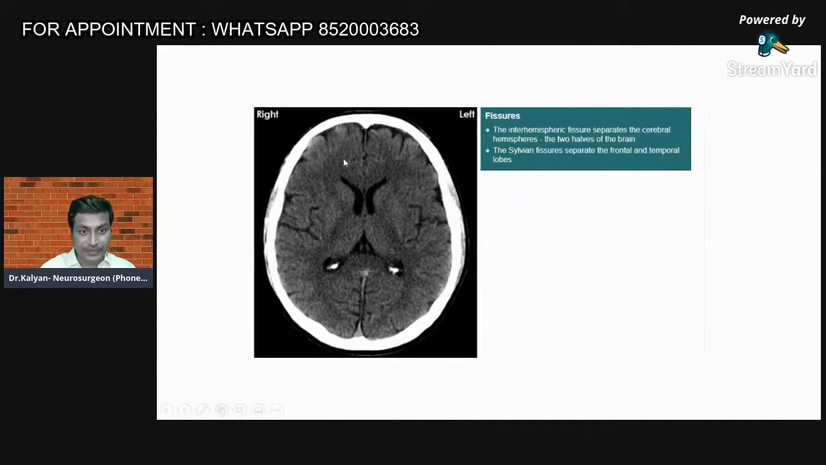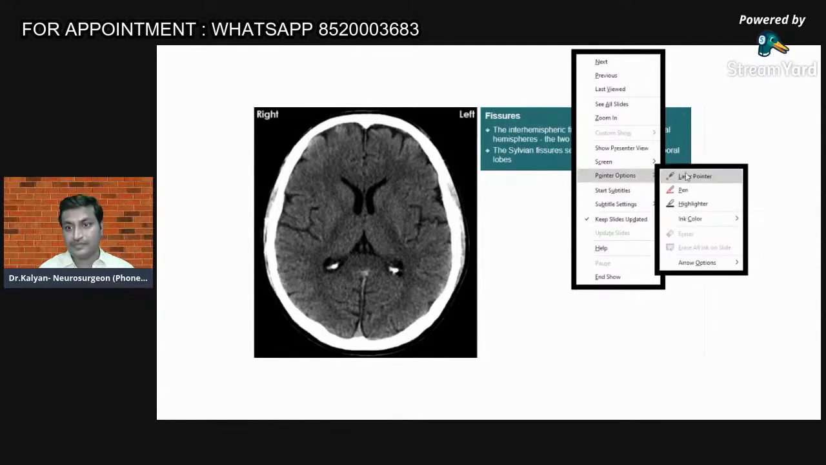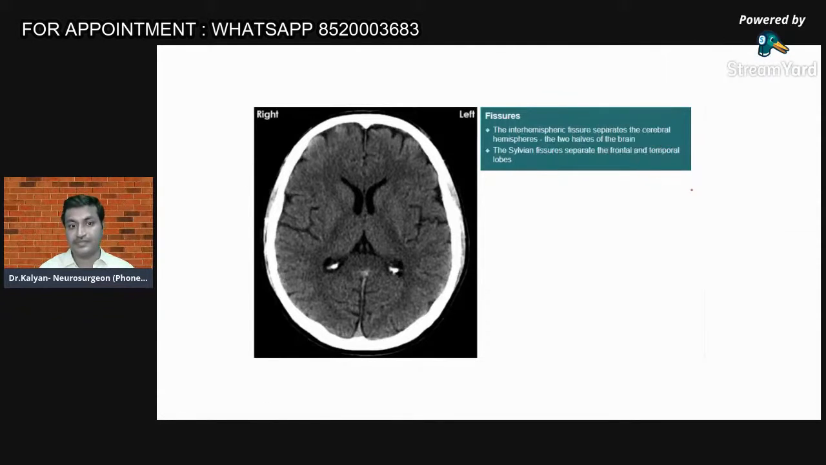So this is a CT brain. This midline structure dividing it into two parts is, can anyone answer? I have told you just now. This white structure which is dividing the brain into two parts is the, yeah. This white structure is known as the falx cerebri.